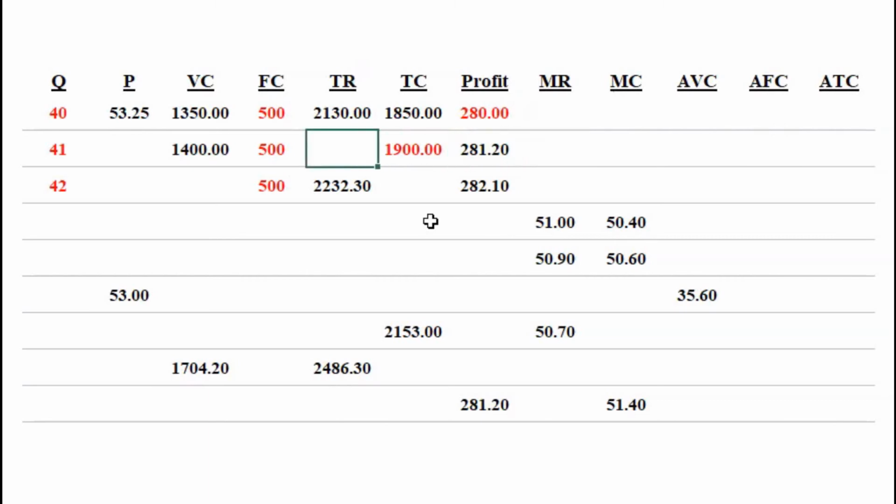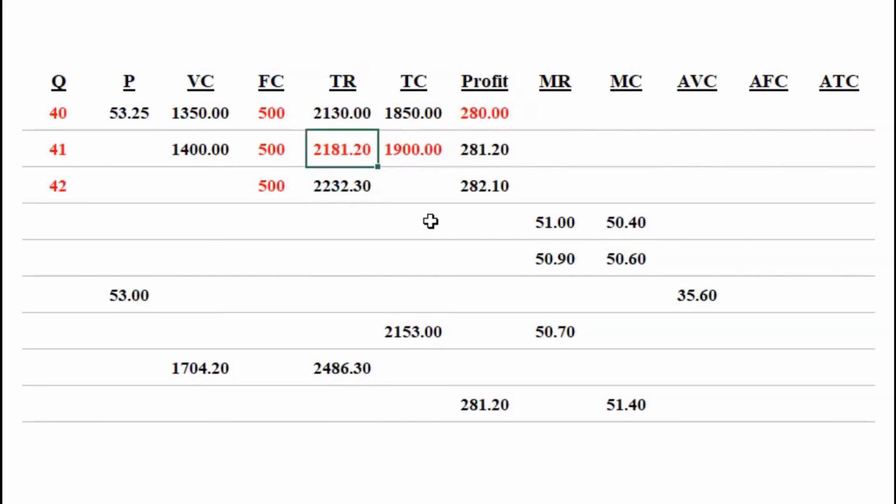And so now that we have total costs, we also have profit, so we can find total revenue. Do you remember that total revenue minus total cost is equal to profit? But if we go backwards, we know that total revenue is split between total cost and profit, so all we have to do is add these two together. Total revenue is equal to total cost plus profit. So if we add 1,900 and 281.20, we get 2,181.20. Okay, there we go.